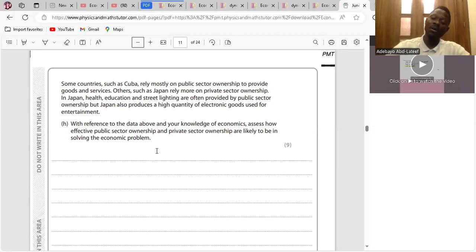There's a Japanese word which is kaizen. Continuous improvement. It brings about improving quality and becoming more efficient. So the private sector's aim is to maximize profit.